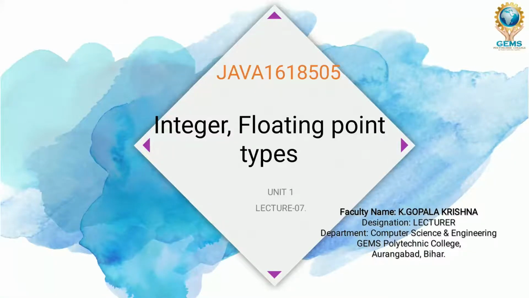In this video lecture I am going to talk about integer and floating point types. Integer types, floating point types. Both are variable declarations. In my previous lecture I explained the types of data types, primitive and non-primitive. This integer and floating point come under primitive data types. Here especially we are going to see integer types and floating point types.